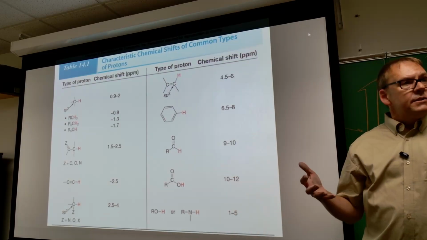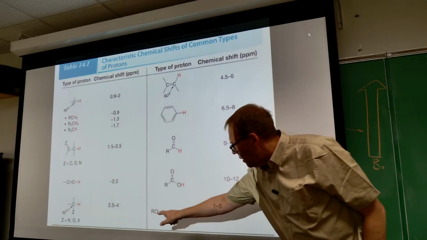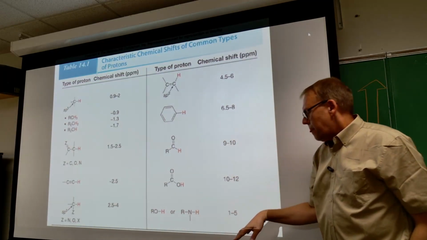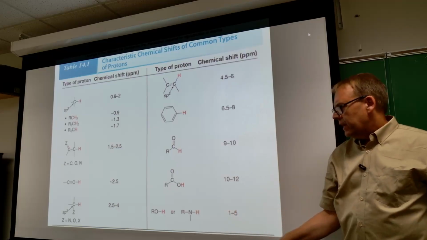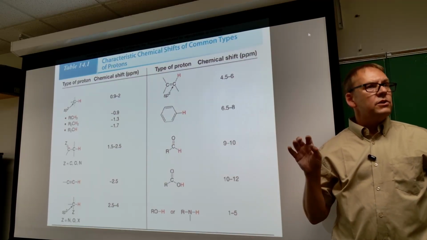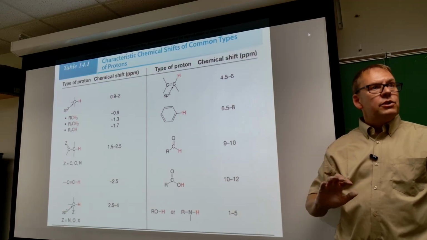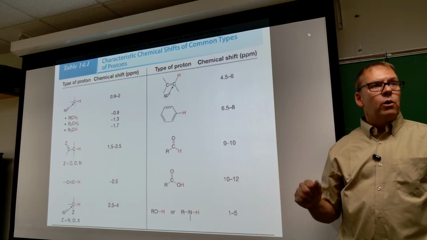And then you have these OHs and NHs of other types that are kind of wild cards. An OH and an NH, the table lists 1 to 5. They can appear all over the place. They're highly influenced by concentration, especially hydrogen bonding. So they're kind of variable in their chemical shift, so we have to be a bit flexible about where we expect them to be.